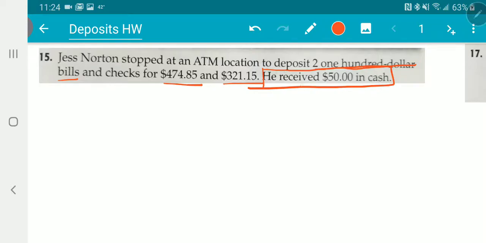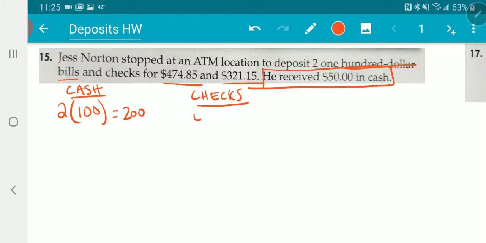So the first thing says deposited two $100 bills. So I'm going to just notate that as 2 times 100. This is my cash over here. And then I'm going to keep track of my checks right here. So for the cash, that's just a total of $200. For my checks, I've got $4.74 and 85 cents, as well as $3.21 and 15 cents.